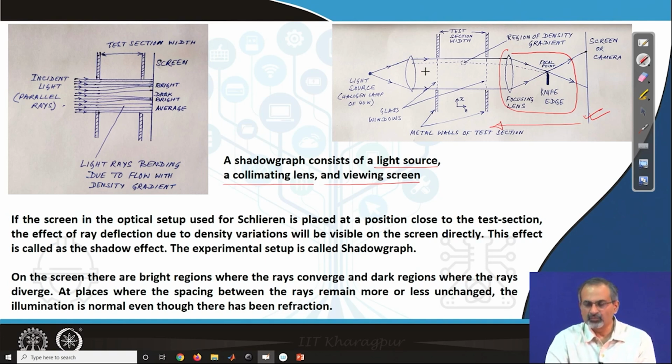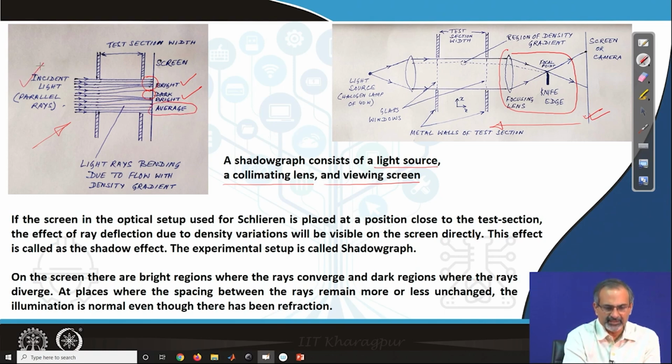When this happens, we project the light rays immediately after they emerge from the wind tunnel onto the screen, like it is shown here in this figure. What we are seeing is that light rays are bending due to the flow having density gradient, and in some places they are coming close to each other, and in some others they are going further apart. In the region where they are coming close to each other, we see bright bands. In regions where they are further apart, we see dark bands. And if they are moving practically parallel to each other, we have a kind of average intensity.